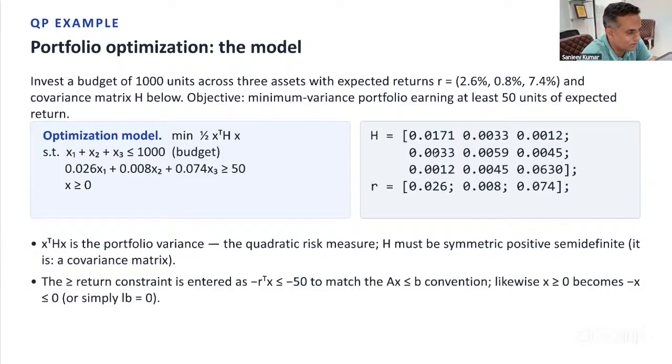Okay, this one. The objective is a minimum variance portfolio earning at least 50 units of expected return. So you can write your problem like this: minimize the risk, this one, and then the total budget is 1,000. This is your constraint. So these are the constraints, and once you pass it in quadprog, you will get your answer.